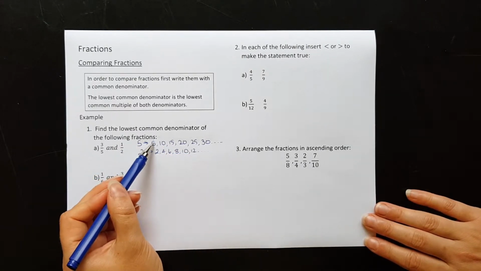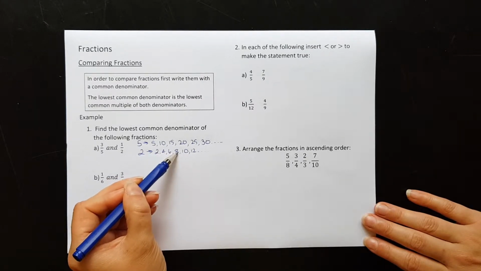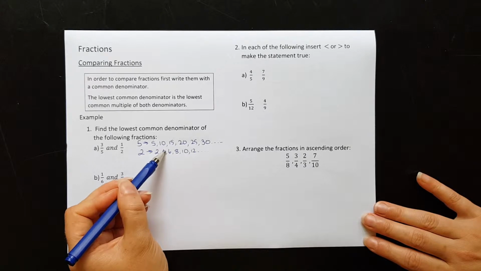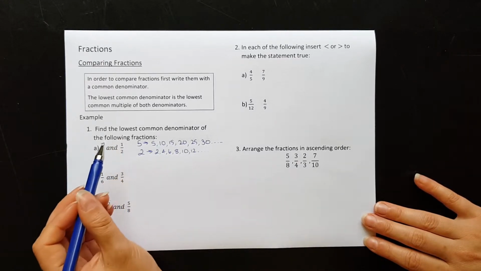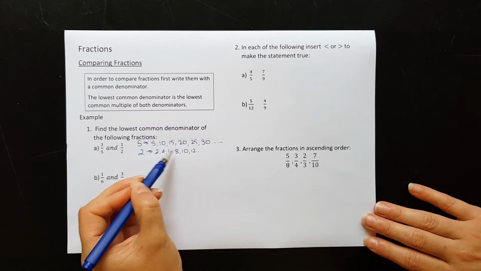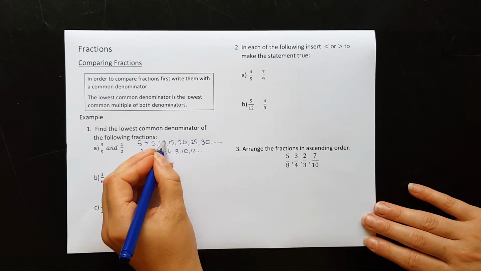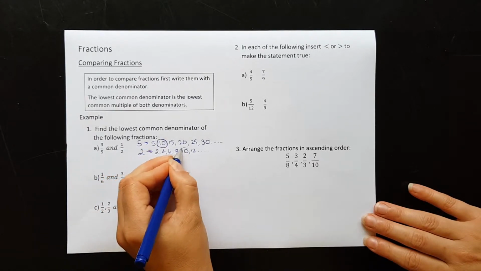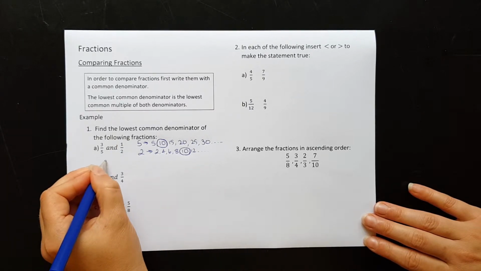This is what I mean, this is the times tables: 2 times 1, 2 times 2, 2 times 3, 2 times 4, or if you like, we're skip counting by 2's. The lowest common denominator: looking at these lists, what is the lowest number that is in both of those? Well, 10 is the lowest number in both of those. So the lowest common denominator is 10.